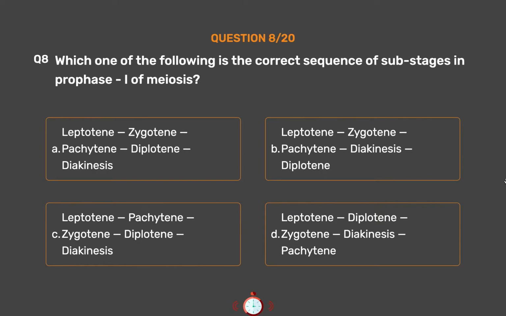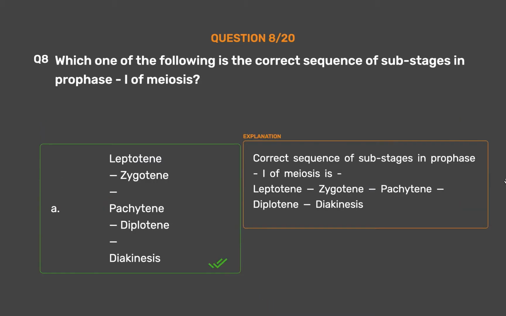The correct answer is option A. Leptotene, zygotene, pachytene, diplotene, diakinesis. The correct sequence of substages in prophase-I of meiosis is leptotene, zygotene, pachytene, diplotene, diakinesis.